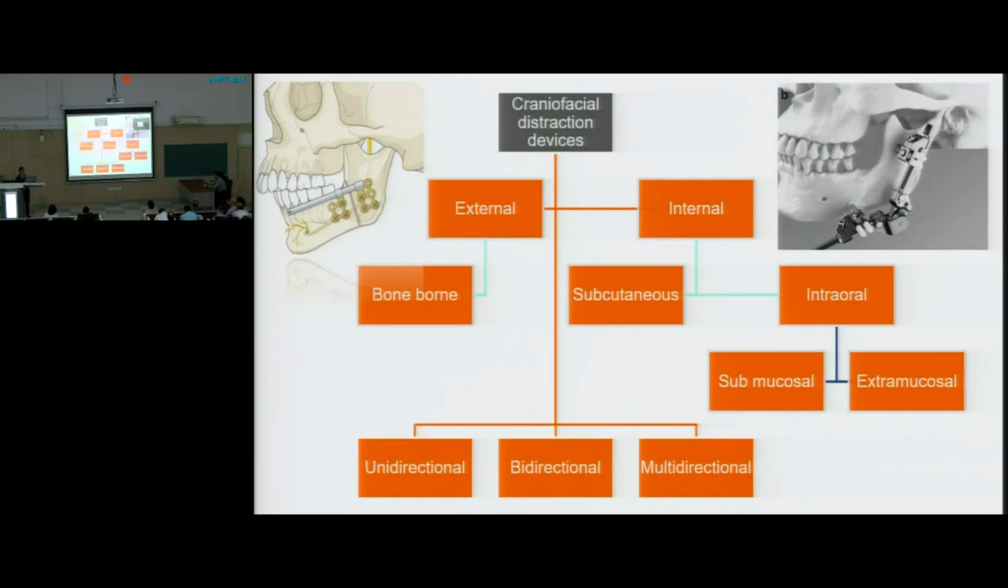Unidirectional distractors give growth only in one direction, either vertical lengthening of the ramus, or the body can be lengthened horizontally. Or it can be bidirectional, where both vertical and horizontal components are addressed, and the multidirectional, where we need three-dimensional movement or three-dimensional growth of the mandible. That can happen with the multidirectional distractors.